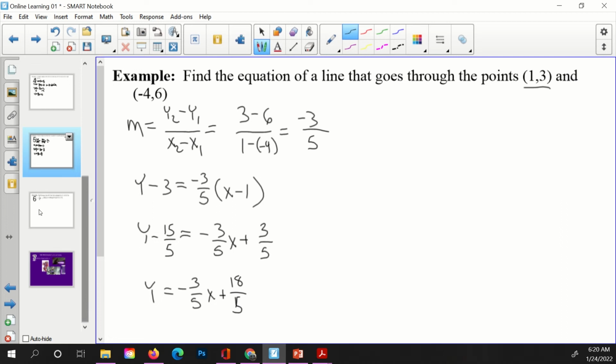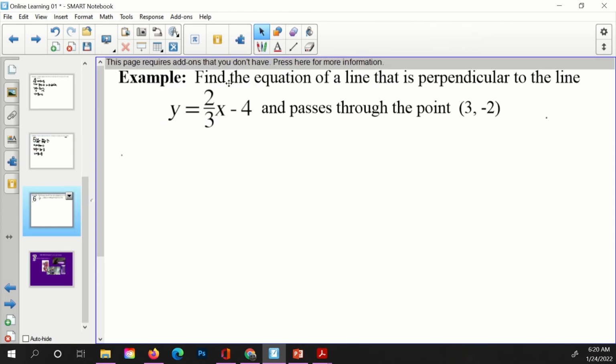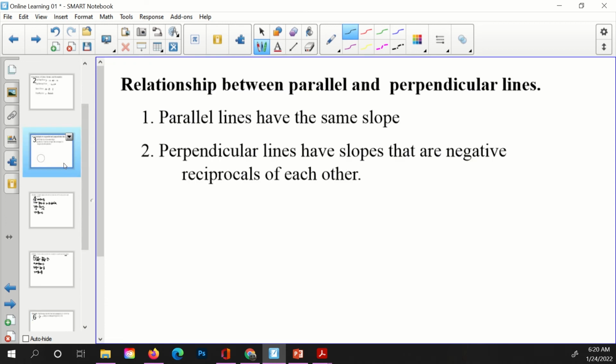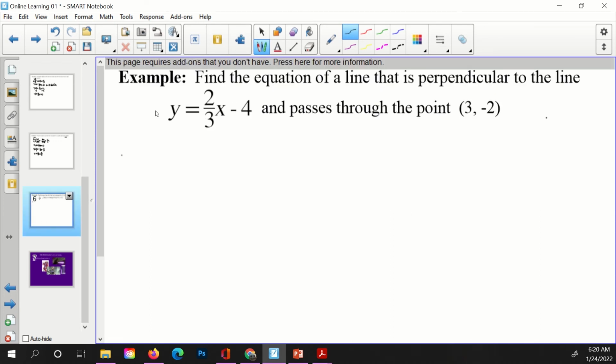All right. Final example. Find the equation of a line that is perpendicular to the line 2 over 3x minus 4 and passes through the point 3, negative 2. All right. So here's what we're going to do. We're going to recall from up here that perpendicular lines have slopes that are negative reciprocals. So we have to find a new slope.